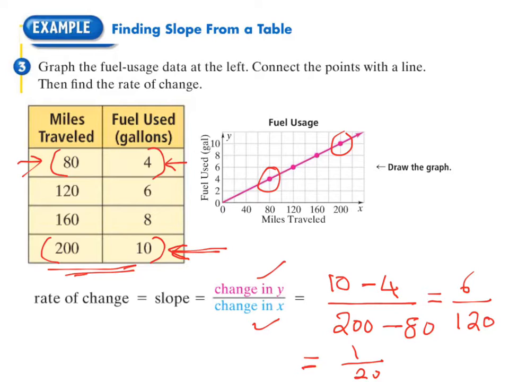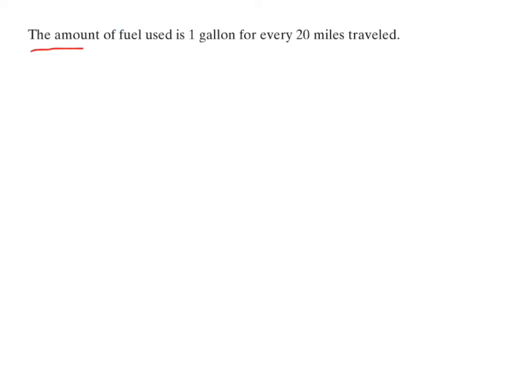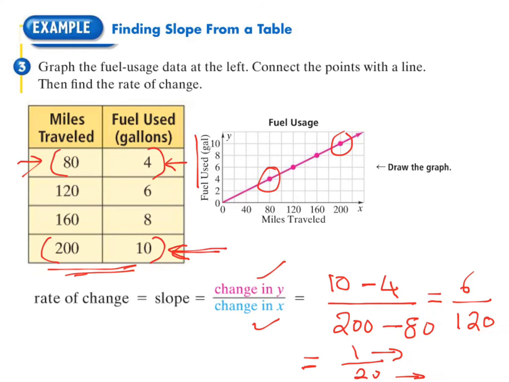What does the y stand for? It is representing the fuel used. And what does the x stand for? It stands for the number of miles. So the slope what you got was 1 over 20. So what does it mean? It means the amount of fuel used is 1 gallon for every 20 miles traveled. So you can find the rate of usage of fuel by finding the slope of the line.